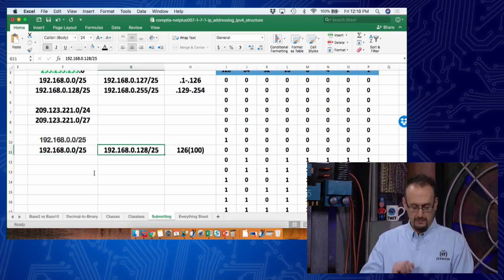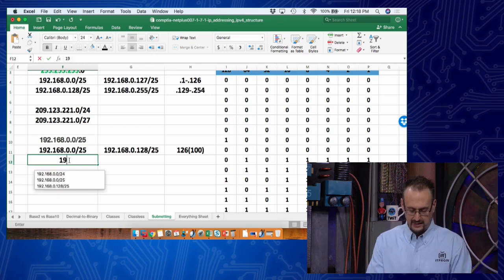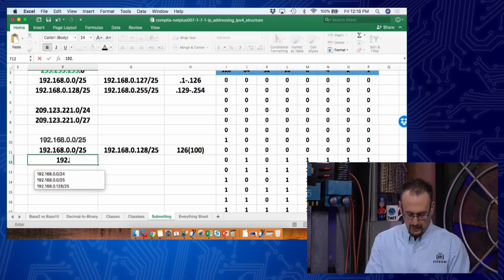For me, I'll leave the first network that we've created alone, because what I'm going to do now is take another portion of that address, or that network range, 192.168.0.